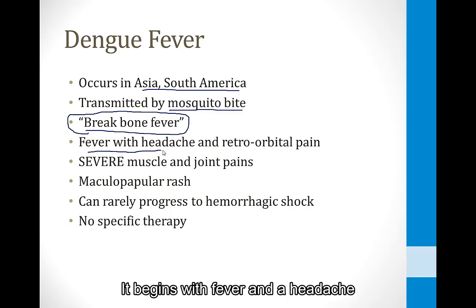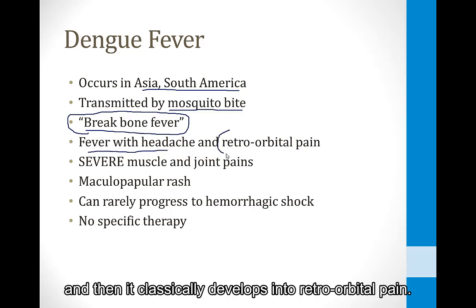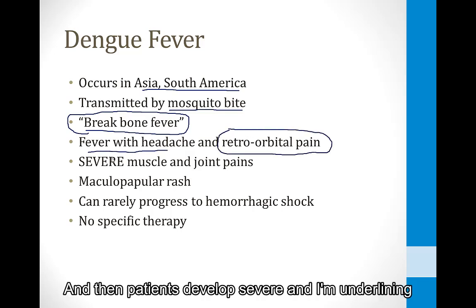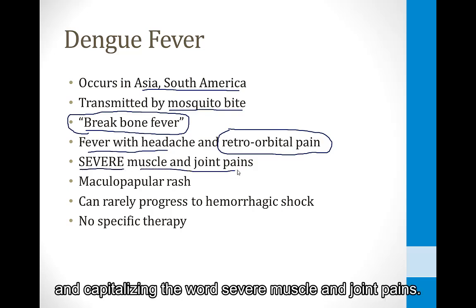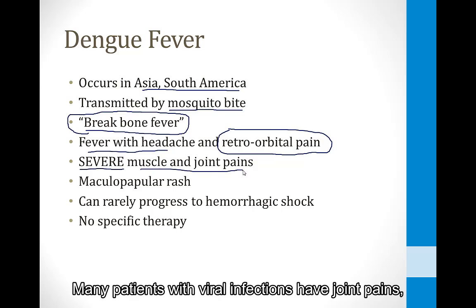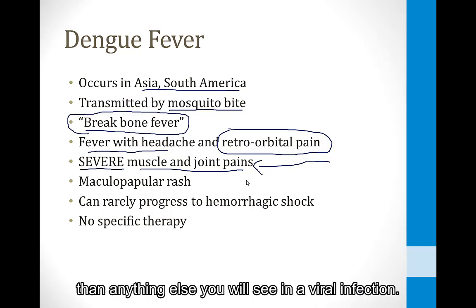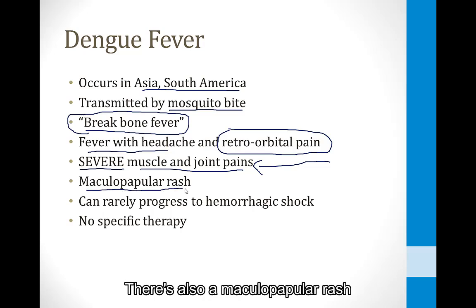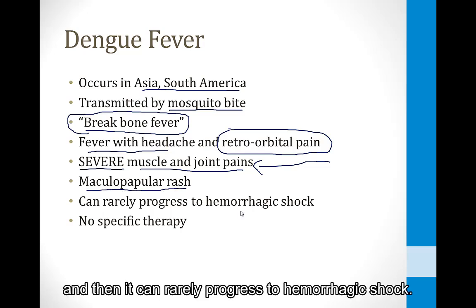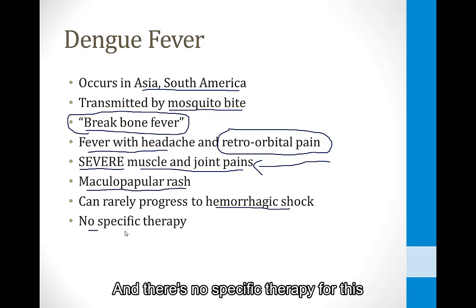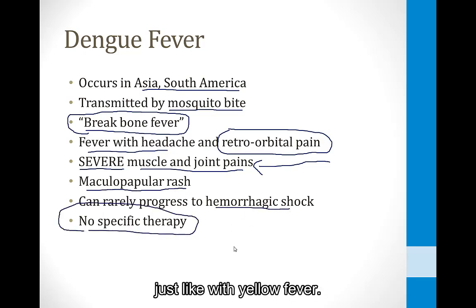It begins with fever and a headache, and then it classically develops into retroorbital pain, and then patients develop severe, and I'm underlining and capitalizing the word severe, muscle and joint pains. Many patients with viral infections have joint pains, but dengue fever is extremely severe and much worse than anything else you will see in a viral infection. There's also a maculopapular rash, and then it can rarely progress to hemorrhagic shock, and there's no specific therapy for this, just like with yellow fever.